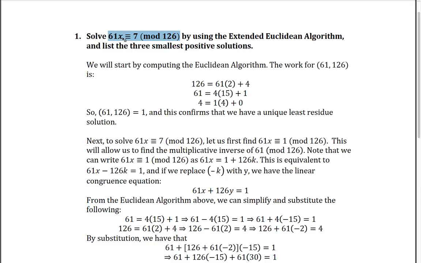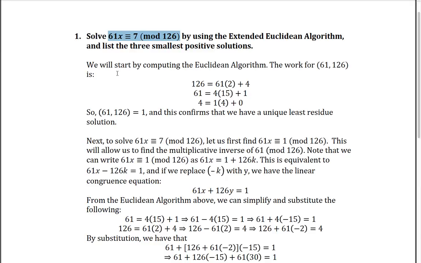What that really is saying is that we're trying to solve for an x such that when I multiply it by 61 and then divide by 126, the remainder is 7. There's an infinite number of solutions actually, but we're only looking for the 3 smallest positive ones. To do that, we have to locate our first x and then go from there to find 2 more after that.